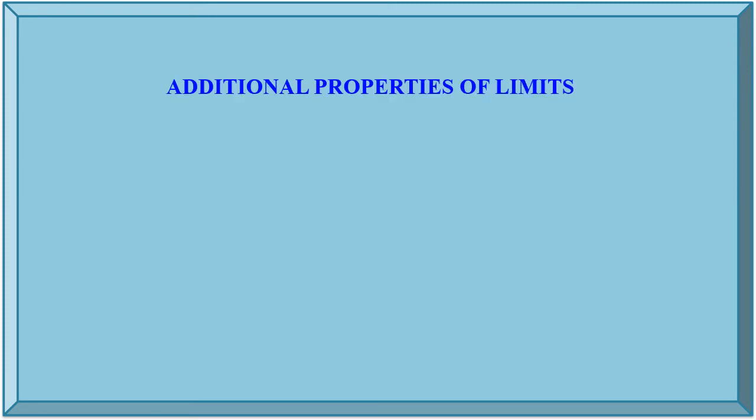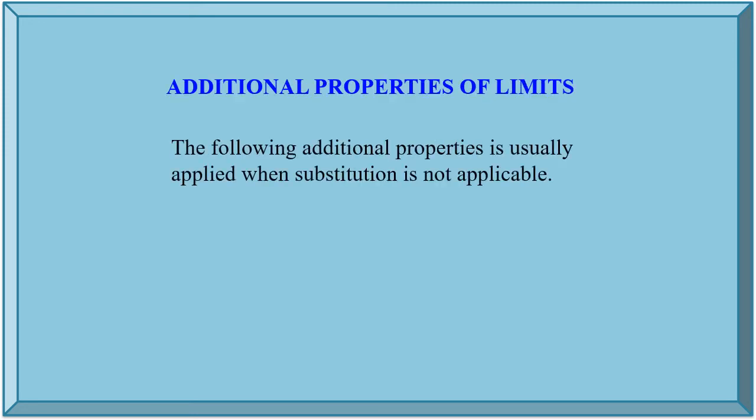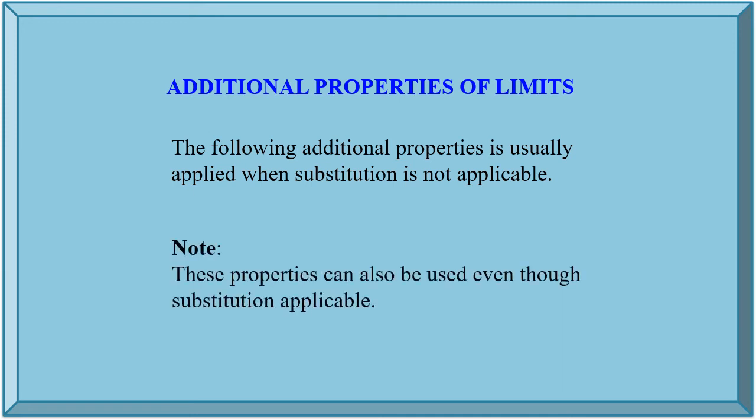Okay, for additional properties of limits. The following additional properties are usually applied when substitution is not applicable. This means that when we substitute the value a for x approaching a, we don't have the final answer. It might be unavailable, unknown, or incorrect. These properties can also be used even though substitution is applicable.